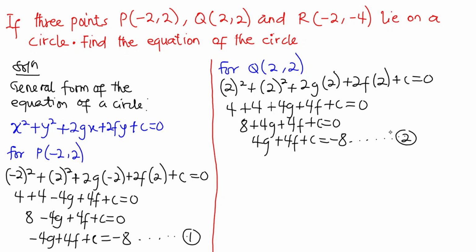So once we have this, we also focus on the next coordinates, that is R, giving us (-2, -4).